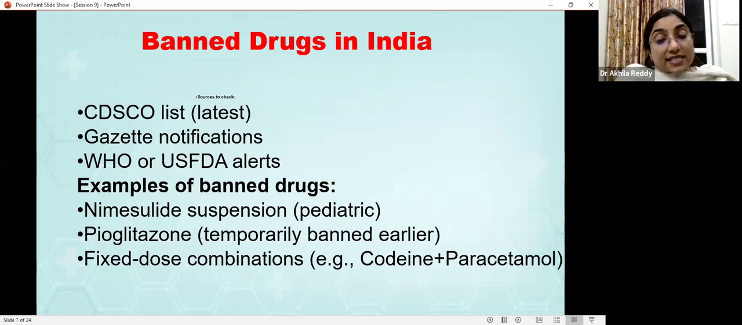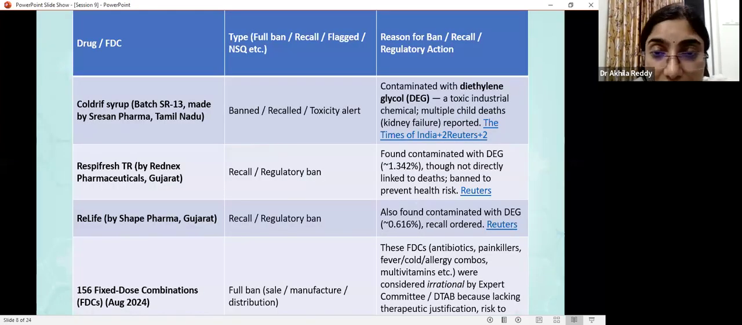Fixed dose combinations. Yes, if you observe codeine plus paracetamol, codeine is a sedative, and paracetamol is an analgesic. So a few doses, a few combinations were banned. And see, if you observe, there are three categories. That is nimesulide suspension for pediatrics, which got completely banned. The second one got temporarily banned. The third is fixed dose combinations. That is a minor risk itself, but still unsafe. So the codeine and paracetamol combination got banned. And if you see, these are the recalls flagged and the reasons for the ban.